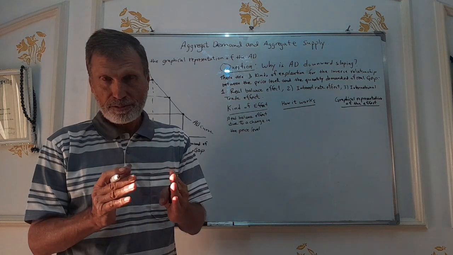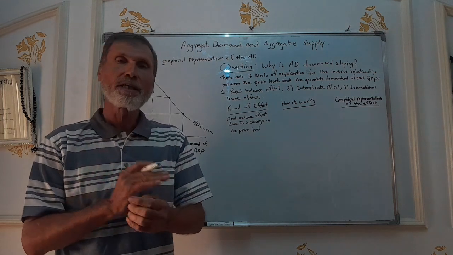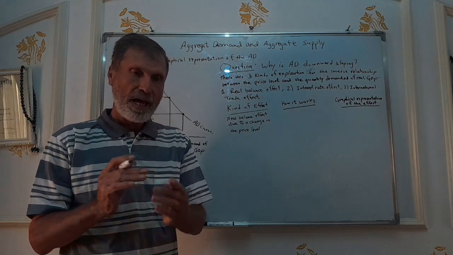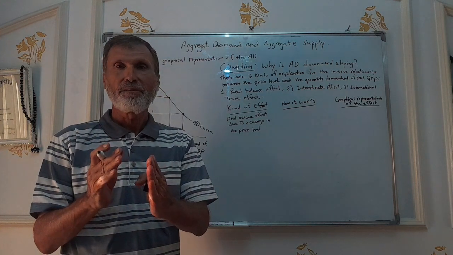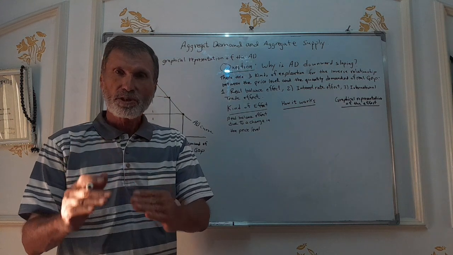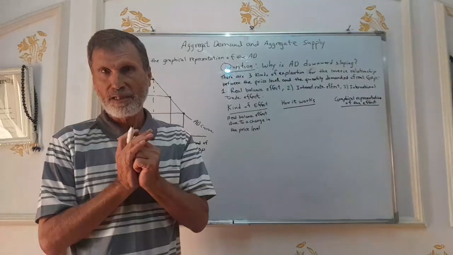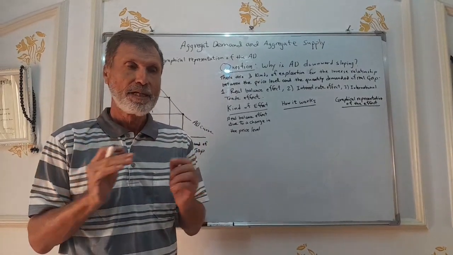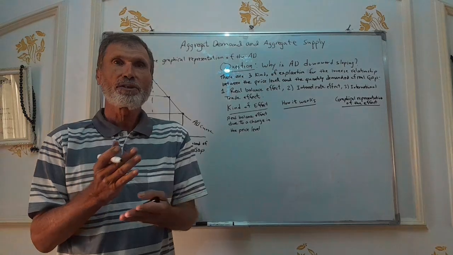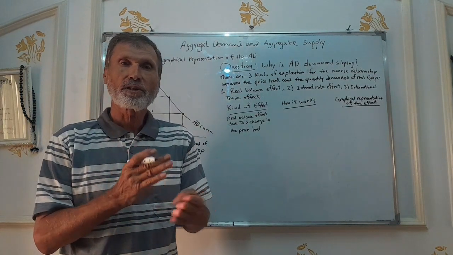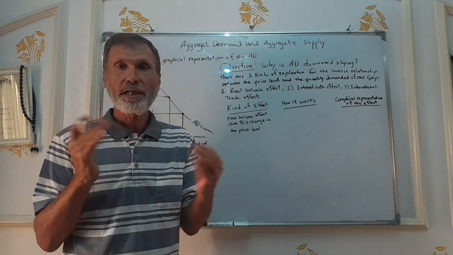A person has a wealth of $1,000, and the price level goes down. Now, what happens to the purchasing power of the $1,000? Of course, it will increase.